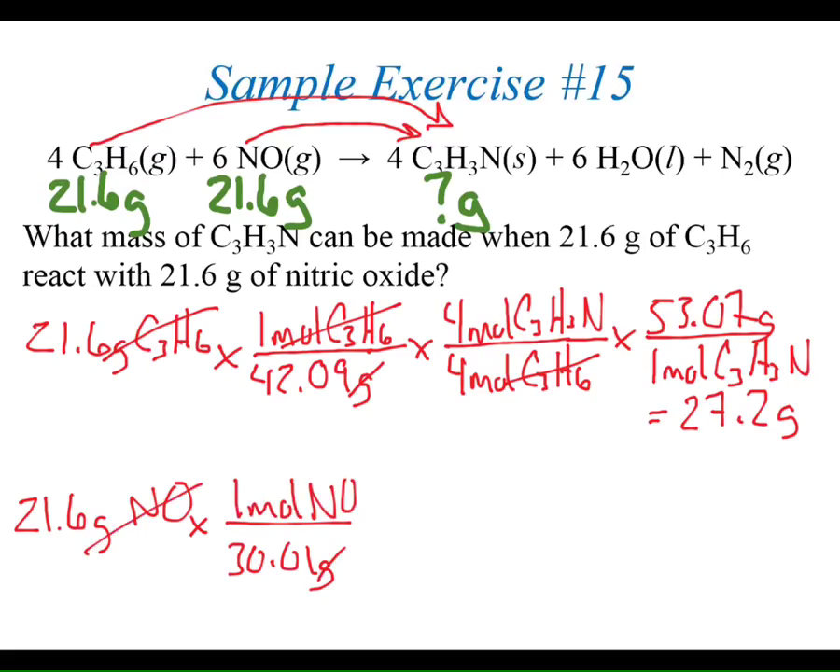How do I relate moles of NO to C3H3N? One more ratio, which is what now? What is it though? 6 NOs equals 4 C3H3Ns, right? So 6 moles of NO to 4 moles C3H3N.